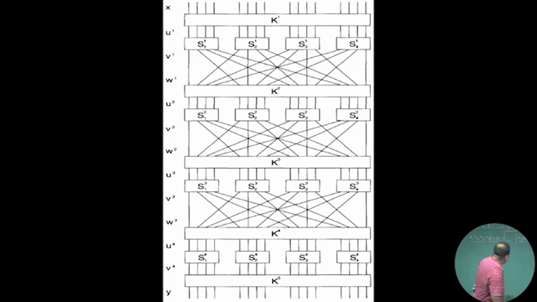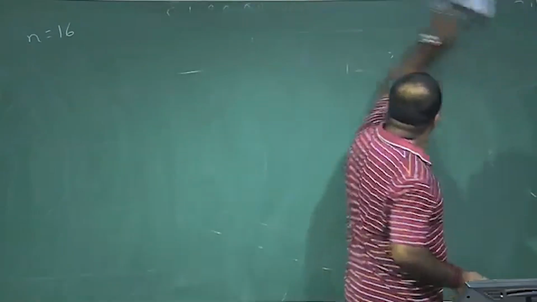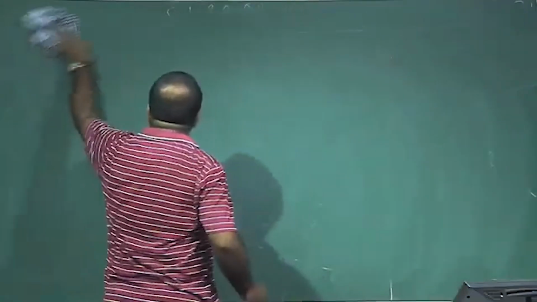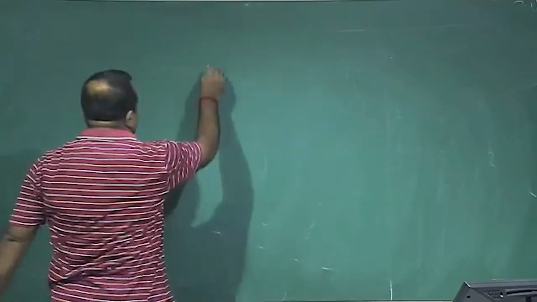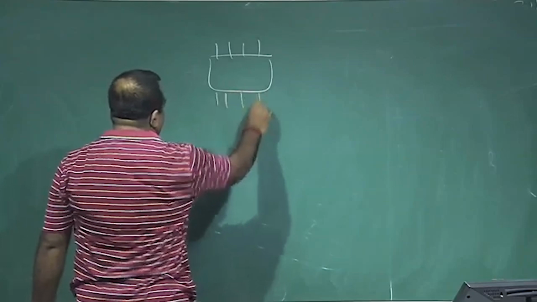Okay. So, now we will talk about the S box. For this we need to have an S box, which is basically taking a 4 bit input and giving a 4 bit output.